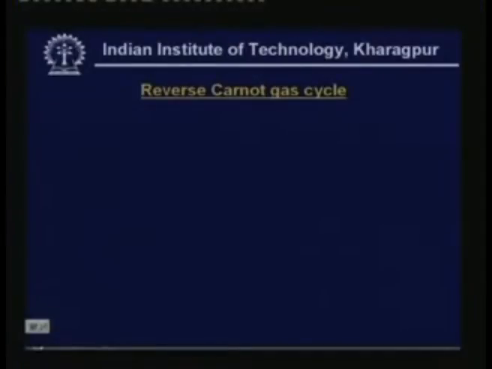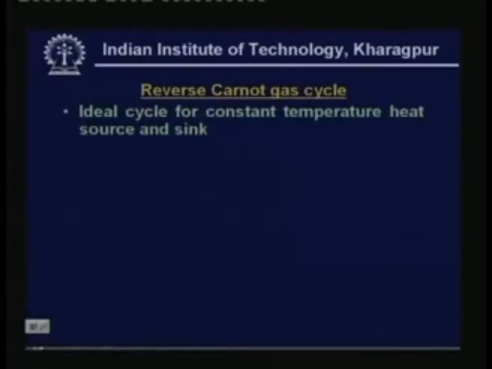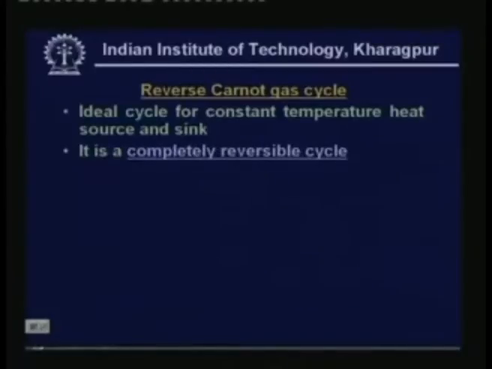Now, let us begin our discussion with an ideal cycle called a reverse Carnot cycle for gases. This is an ideal cycle for constant temperature heat source and sink. That means, whenever we have an external heat source or sink which is at a constant temperature, then the reverse Carnot cycle is the ideal cycle. So, it is a completely reversible cycle. Let me describe this cycle now.